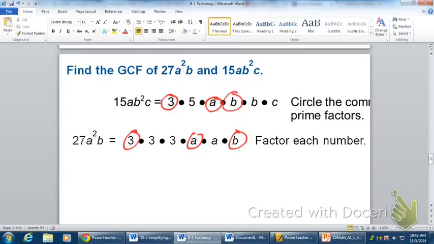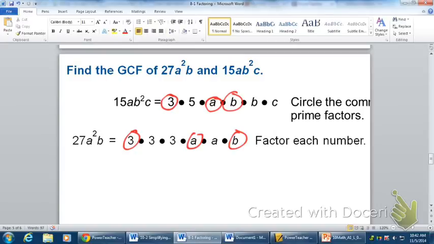So, how do you get 3, A, and B out of that? All I did was circle which ones were the same. Okay? Does that make sense? There's only 1 3 in the top one, so you have to circle. So all I did was circle the same factors.